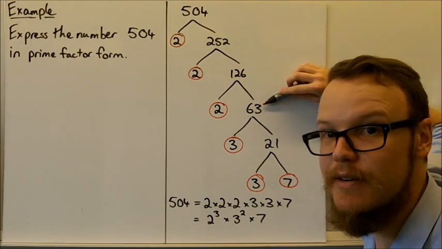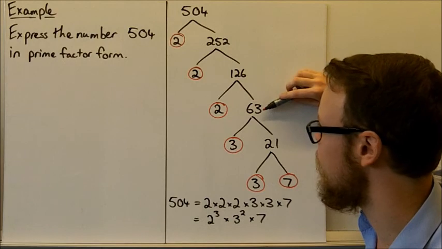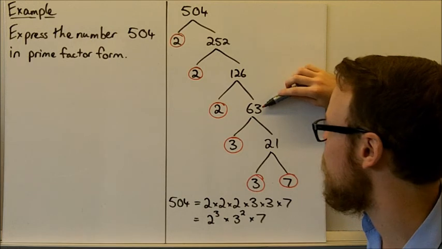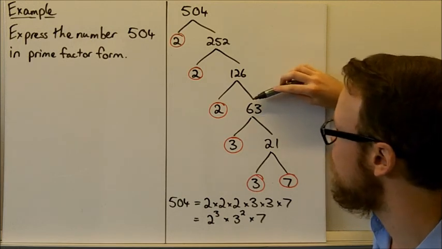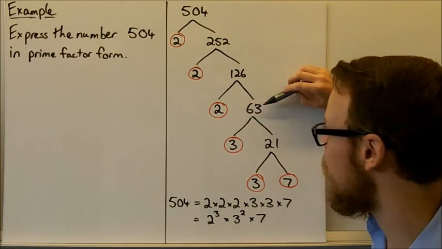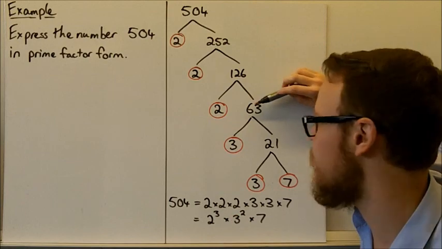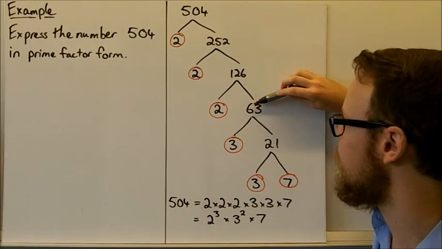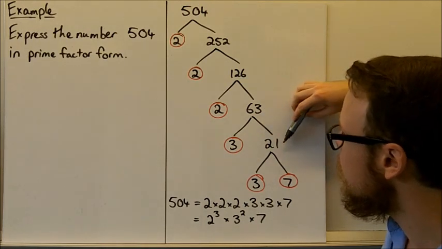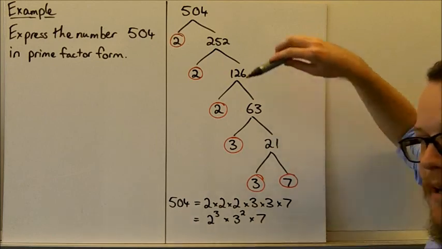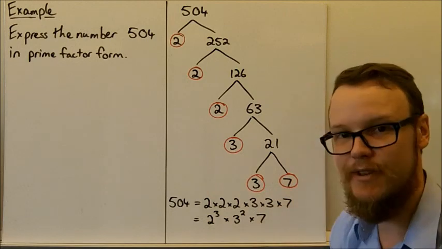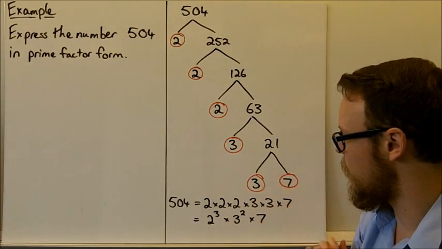Now 63 isn't an even number, so I need to find a prime number that I can divide this by. I can see that if I divide 6 by 3 and 3 by 3, it'll go evenly into both of those, so it'll be divisible by 3. So 63 divided by 3 is 21. 3 times 21 is 63. Then I'm left with 21, and 21 can only be the product of 2 primes: 3 times 7. Okay, so they're my final branches.